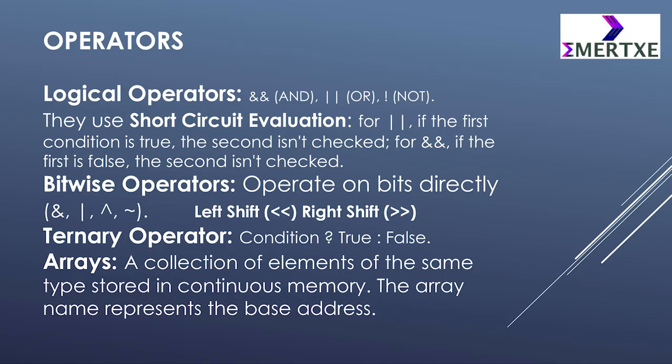Bitwise operators work directly on binary bits of data. For bit level operations, left shift and right shift operators move bits to the left or right. The ternary operator provides a short way to write if else conditions. Arrays store multiple elements of the same data type in continuous memory. Next will be continued by my friend Bindu.